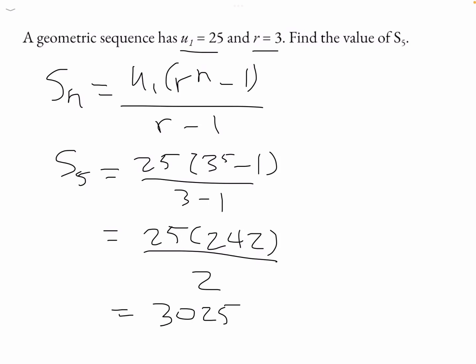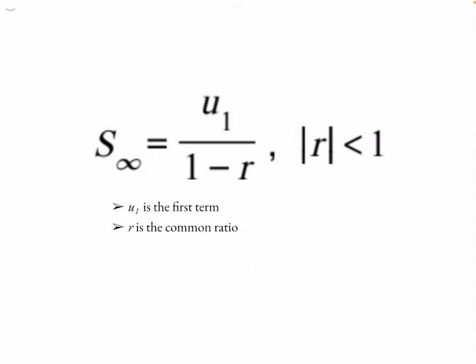3,025. Now, in a geometric series, there's something called the sum to infinity. So the sum to infinity of a geometric sequence will either increase or decrease away from 0, or the terms will progressively get closer to 0. If the terms are getting closer to 0, then the series is said to converge, meaning the sum of the series will approach a limiting value.